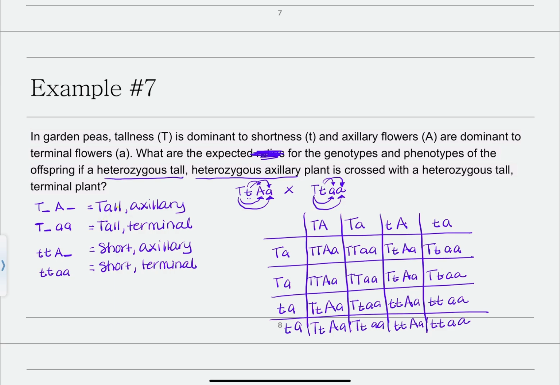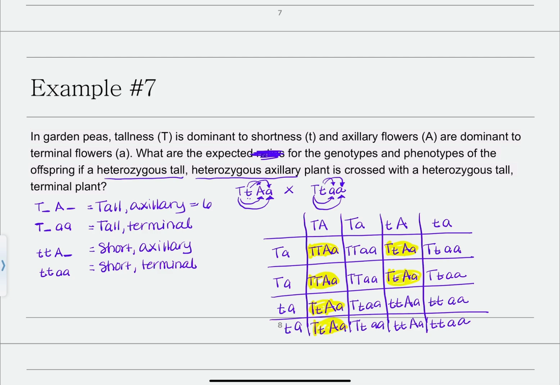All we need in order to have this phenotype is one of the dominant alleles. So I see one dominant allele here, one here, so there's one. One dominant, so this is going to be tall and axillary. One dominant, tall and axillary. Dominant, tall and axillary. And that's it. So we have 1, 2, 3, 4, 5, 6. So we have 6 with this phenotype.